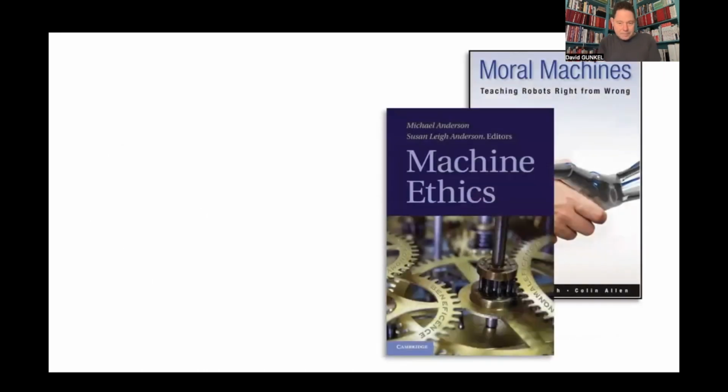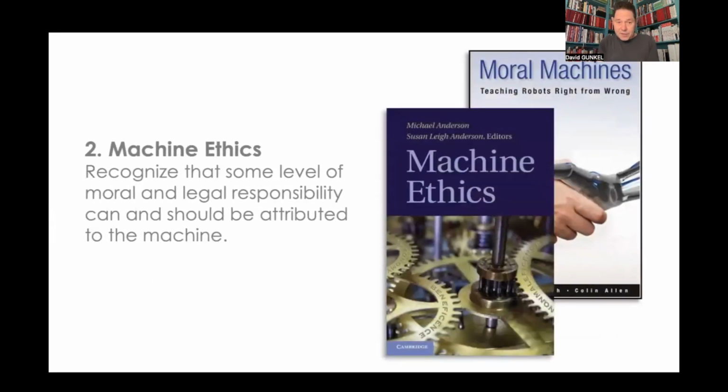On the other extreme, you have this machine ethics way of thinking. And this has been developing in the last several decades. It's an attempt to recognize that some level of moral or legal responsibility can and should be attributed to the machine. That in the case of something like AlphaGo, you don't know who to credit the win to. When AlphaGo beat Lee Sedol, the journalists didn't know who won. Was it the engineers at the company that built it that won the game?